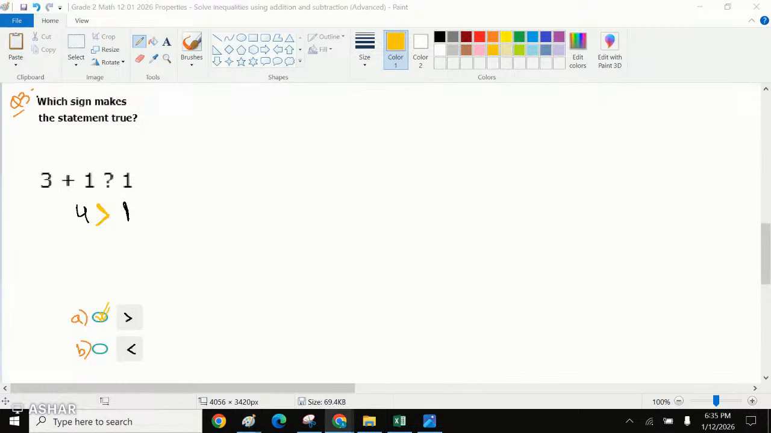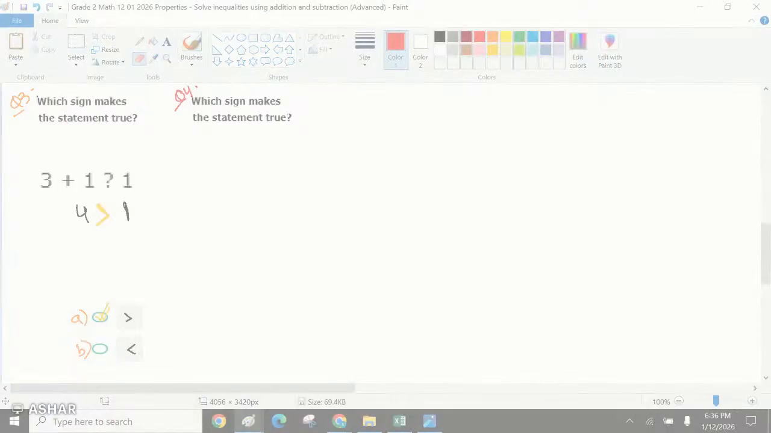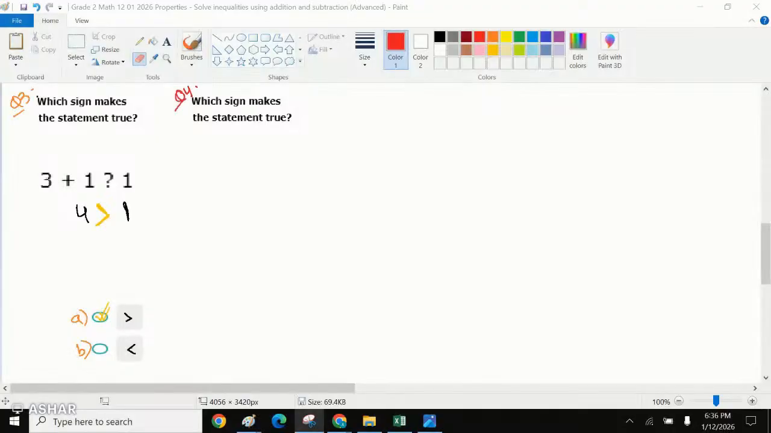Moving ahead to the next question. Okay, let's see. The next question says, which sign makes the statement true for question number 4? And question number 4 states 8 question mark 8. Just a minute, please. So this is the question given to us in question number 4. And these are the 2 options we have. So we can say this is option number A and this is option number B.